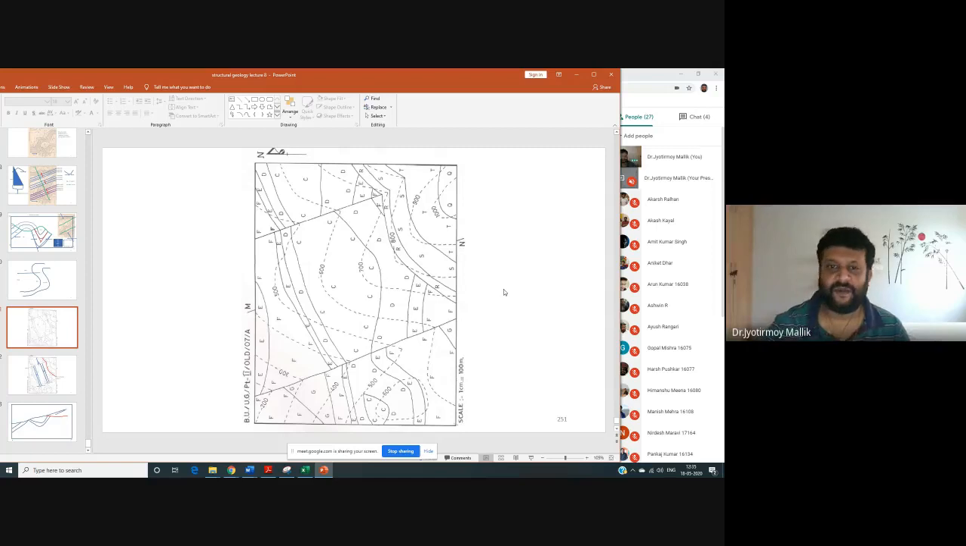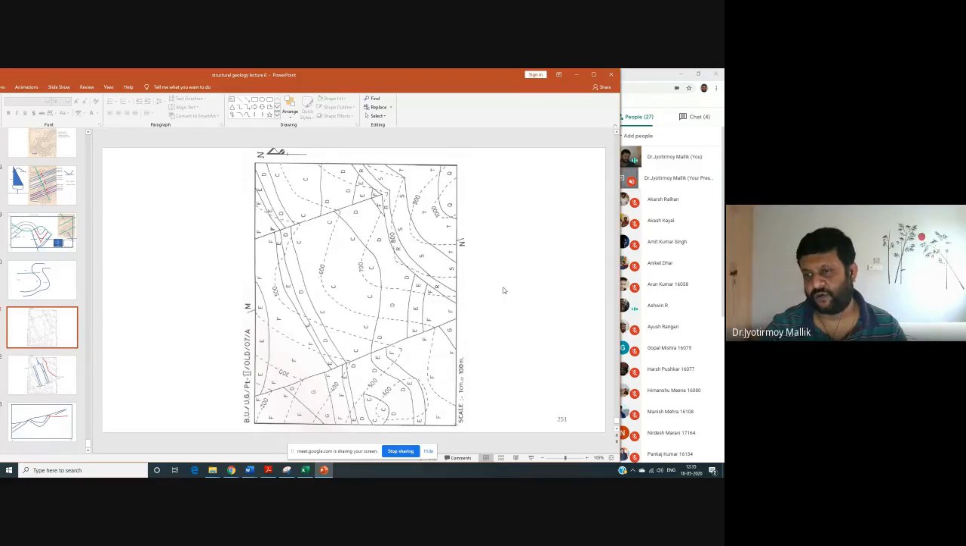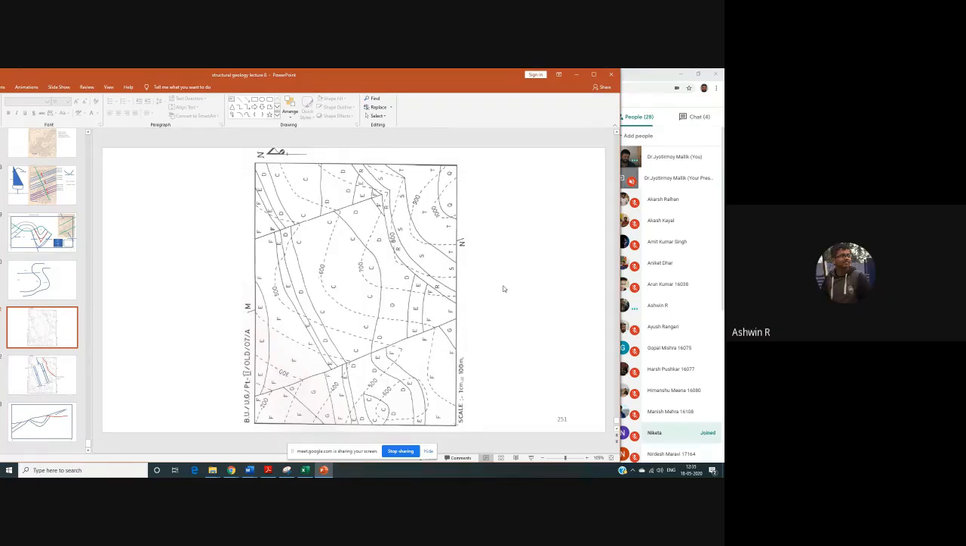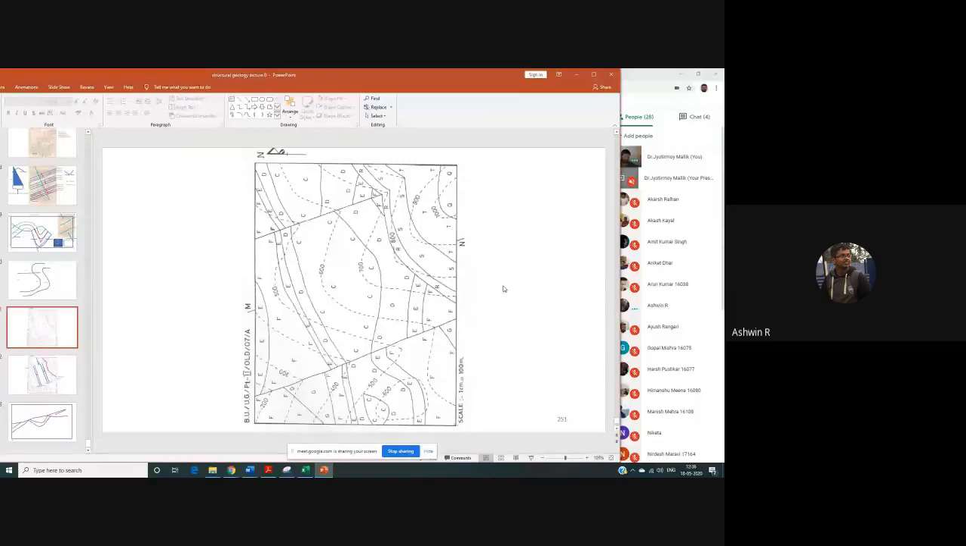So what else do you observe here? Let me ask Ashwin. Other than fault, do you observe any other discontinuity? Yes, sir, there is a discontinuity. So what is that discontinuity, and where is it? You can see where my cursor is. Yes, sir, I can see it. So what is this?